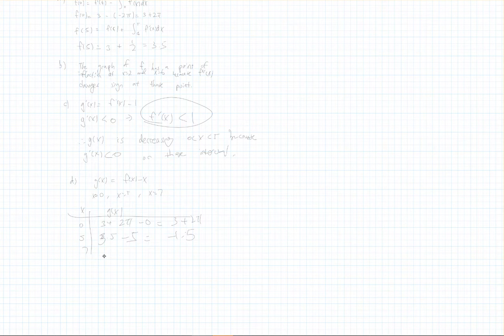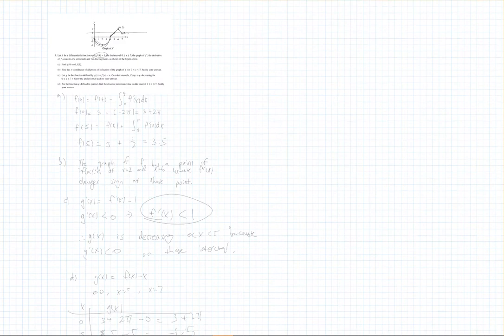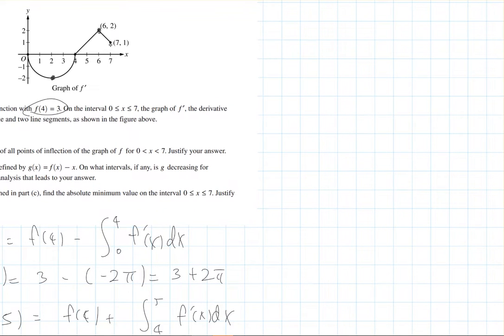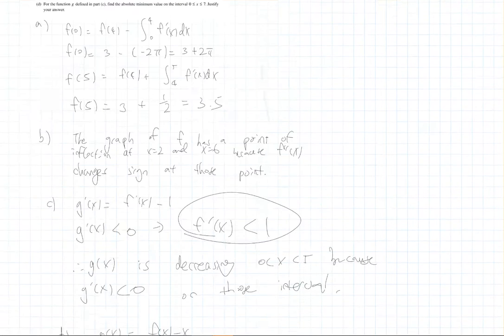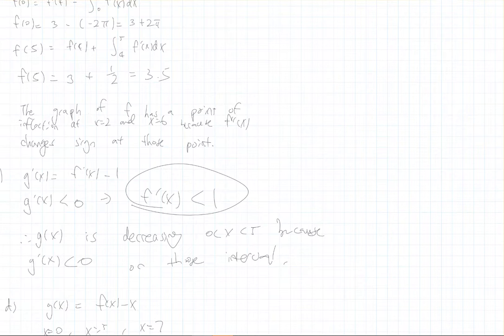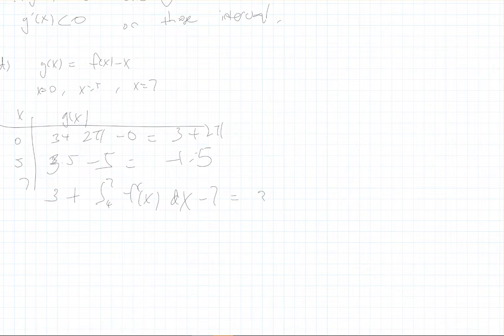For 7, it's 3 plus the integral of 4 to 7 of f prime dx minus 7, and the integral of 4 to 7 is the area of here, and if we make a line right there, we can find out that this triangle has an area of 2, and this area is 1.5, which means that the area should be plus 3.5 minus 7, so negative 0.5.